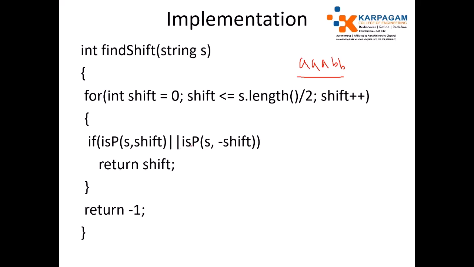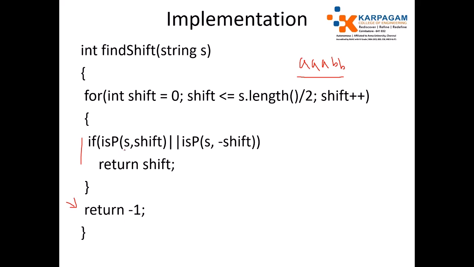And also I make a right shift. For this I have given minus shift. If either one of these conditions is true, it will return the number of shifts required to convert the string to a palindrome. If this condition never works, the program comes to this statement and returns -1. It means that it is not possible to convert the string into a palindrome.